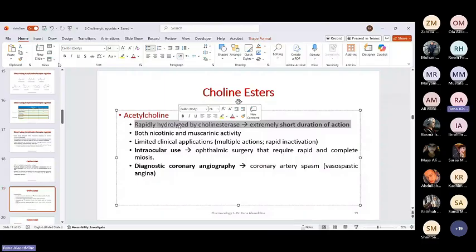Does it have very wide clinical applications? No, it does not. It has very limited clinical applications because it has a very short duration and it binds to nicotinic receptors. But what are we going to use it for? We use it for two reasons.